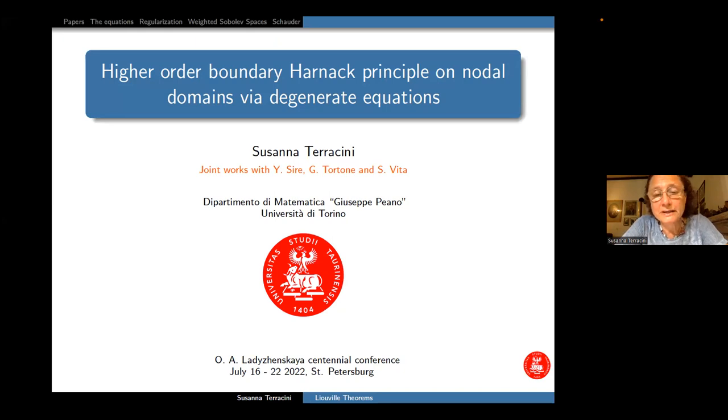I'm very happy to be here to have the opportunity of celebrating Olga Ladyzhenskaya in her centennial conference. And what I'm going to share with you today are results related to higher order boundary Harnack principle on nodal domains via degenerate equations. And all I'm going to tell are contained in joint works with Yannick Sire, Giorgio Tortone, and Stefano Vita.